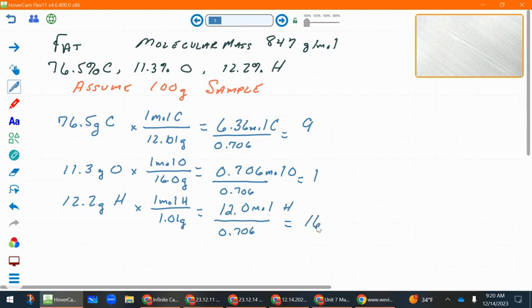16. Okay, so here's our formula, ladies and gentlemen. C9O1H16. I didn't say it was going to be an easy compound. Okay, this is the empirical formula. That means this is the formula of this fat written in lowest terms. So now that we have done this, what do I need to find?